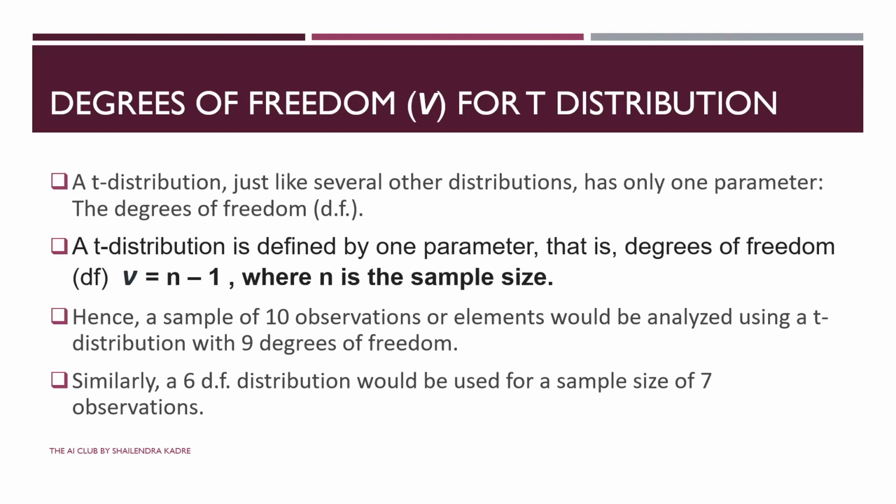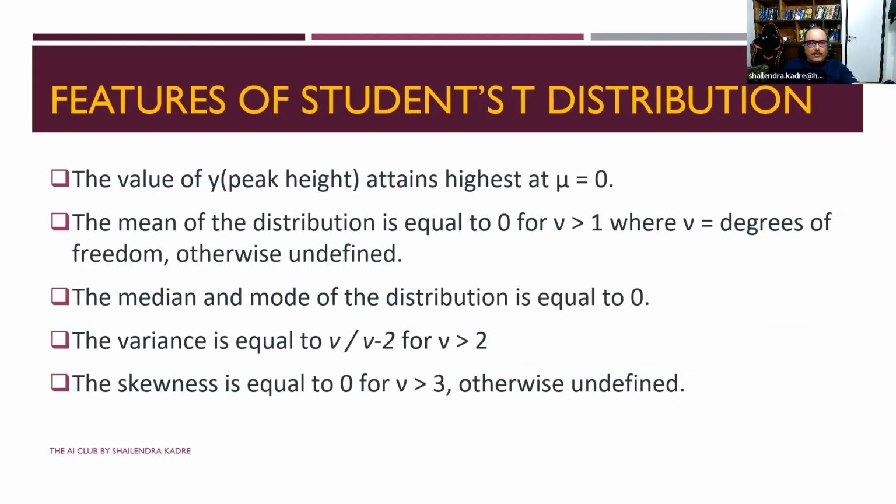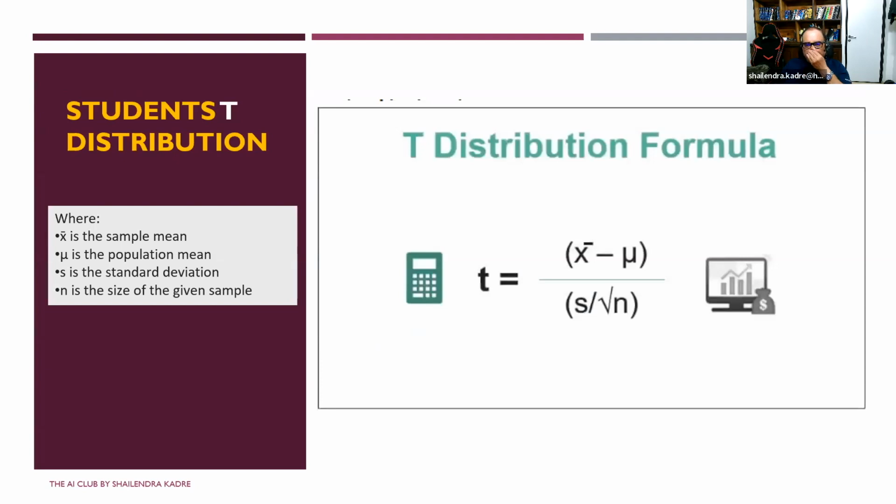Sir, 9. With 10 observations, my degrees of freedom will be 9, right? If I have 7 observations, then how many degrees of freedom will I have? 6. Now you got it. So that's the only parameter. The T distribution formula depends only on this parameter, which is degrees of freedom. I will tell you the formula first. This is the formula.